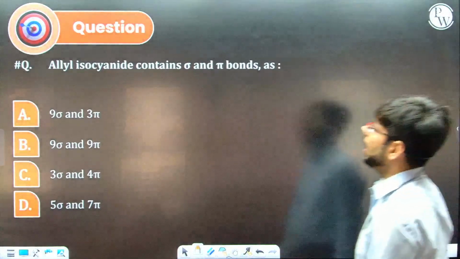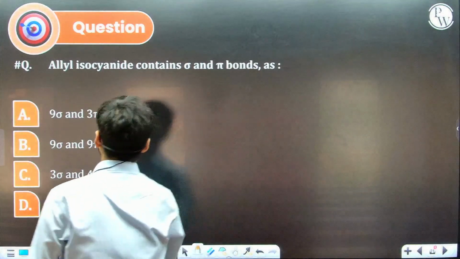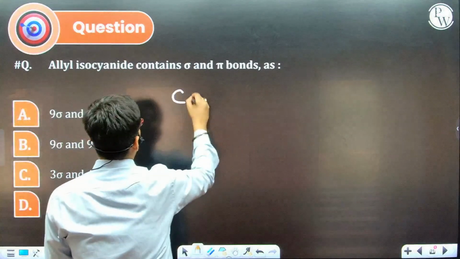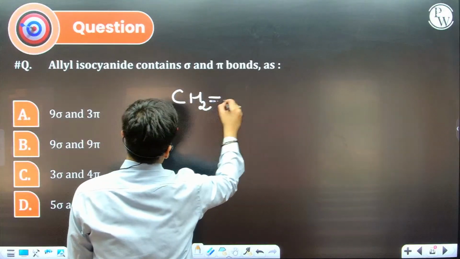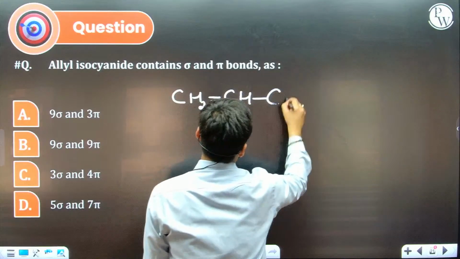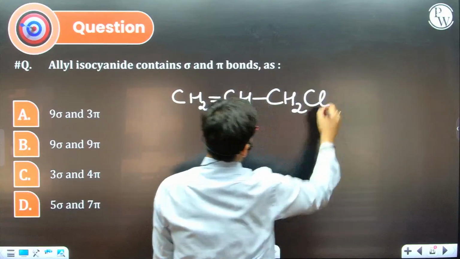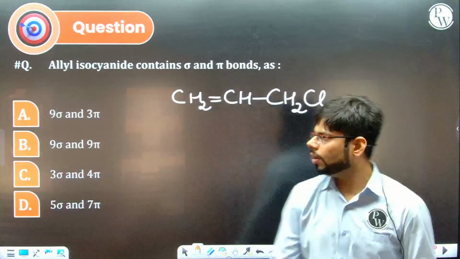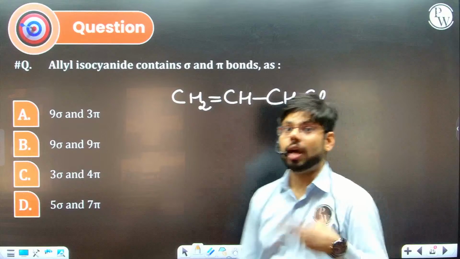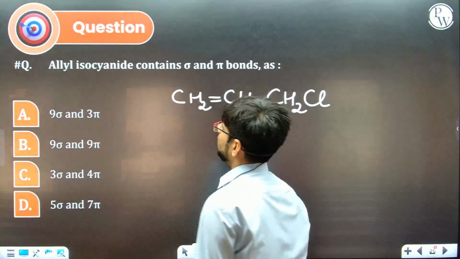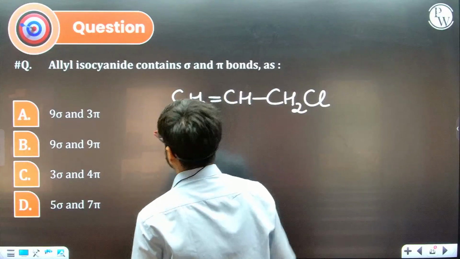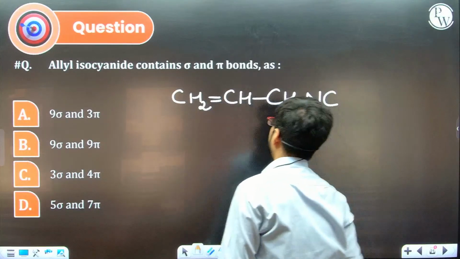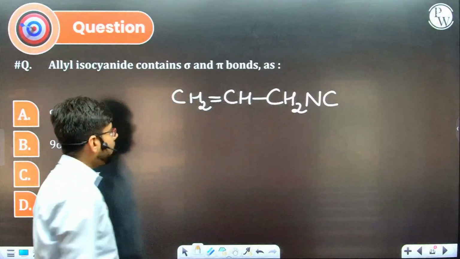Next question. Allyl isocyanide contains how many sigma and pi bonds? Okay. Now, what is allyl chloride? This is allyl chloride. This is allyl chloride, allyl bromide, allyl alcohol. See, if I replace Cl with OH, I'll get allyl alcohol. Now, in this question, they are talking about allyl isocyanide. So, replace Cl with NC. This is allyl isocyanide.